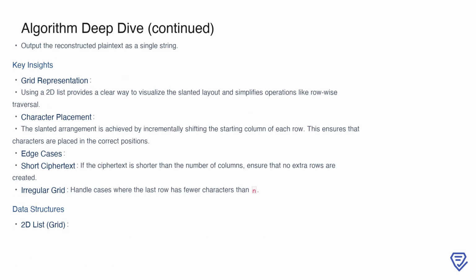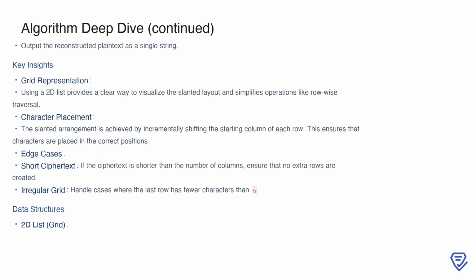The final output of our algorithm is the reconstructed plaintext string. To achieve this, we rely on a few key insights that simplify the decoding process. First, representing the slanted grid as a 2D list allows us to clearly visualize the layout and efficiently perform operations like row-wise traversal. Second, the slanted arrangement is implemented by incrementally shifting the starting column of each row, ensuring that characters are placed in the correct positions.